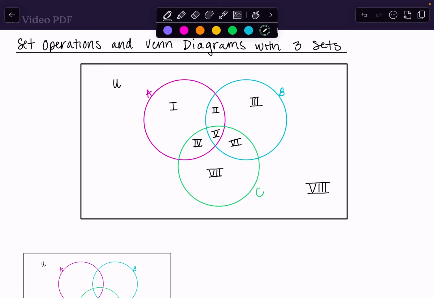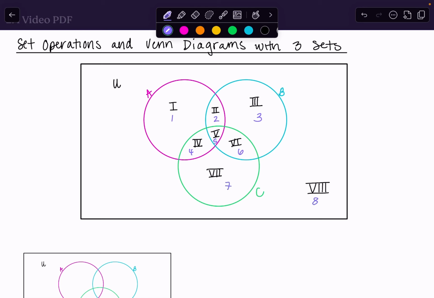Okay. So you're going to see in your homework and everything, it's going to label these with Roman numerals for your own personal homework while you're trying to go through it. If you just want to label these 1, 2, 3, 4, 5, 6, 7, and 8, that's perfectly fine too.